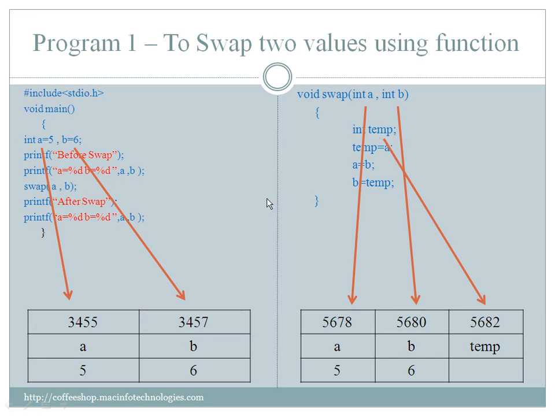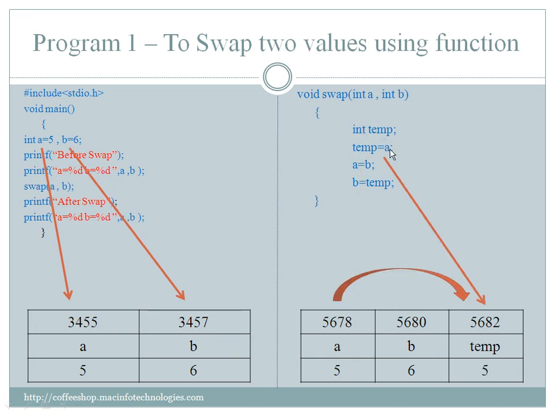It's not been initialized. In the next step, we copy a to temp. When we say temp is equal to a, the value of a goes to temp. So the value of a, that is 5, goes to temp, and temp is now containing 5.